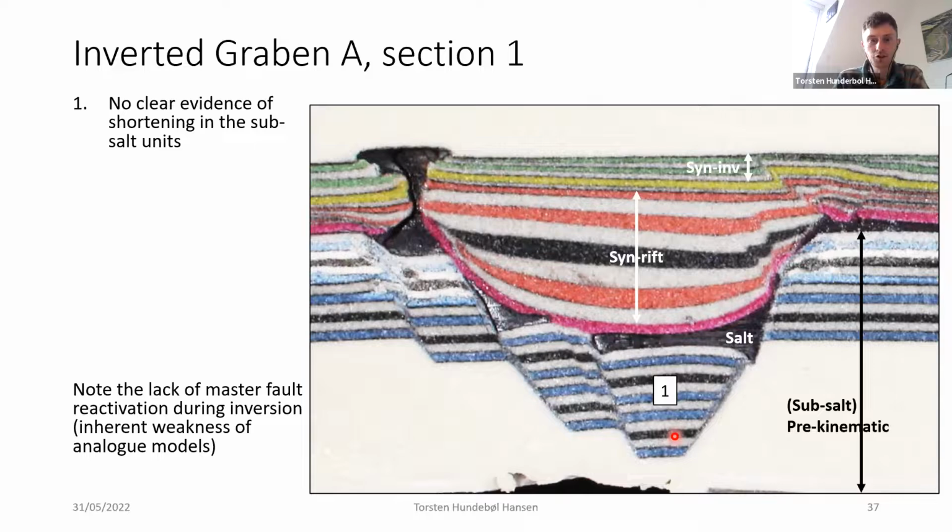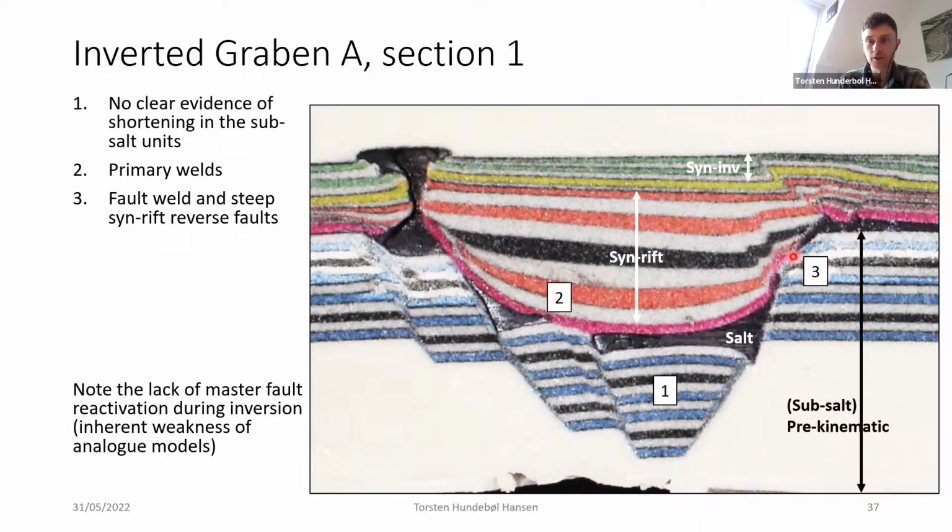Okay, here's a list of interesting things. Yes, so no clear evidence of shortening in the subsalt units, but we have some primary welds here and here. We even have at least a bit of fault welding here, which seems to have been related to these really steep reverse faults that actually developed during rifting. Again, very peculiar, but quite common phenomenon in extensional basins. We have at least one constricted diapir. It's not completely decapitated, at least not in this section here.